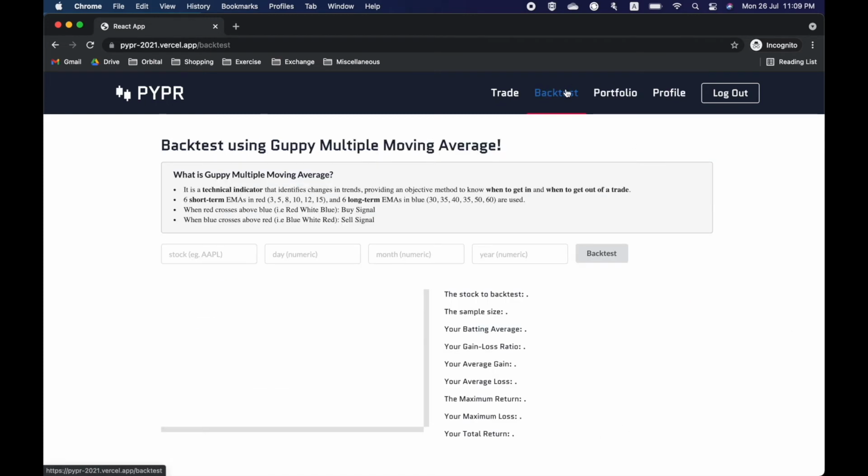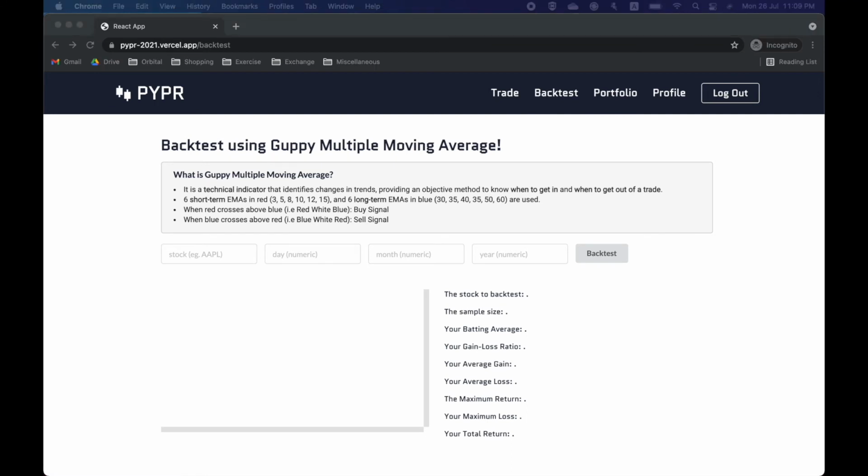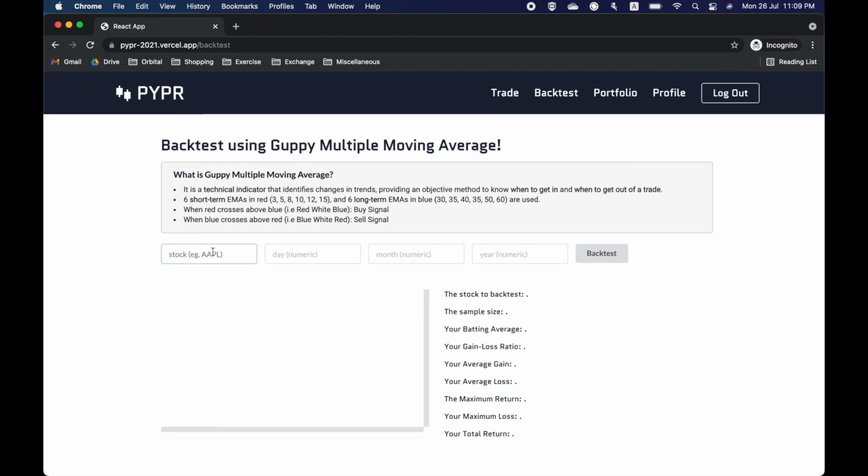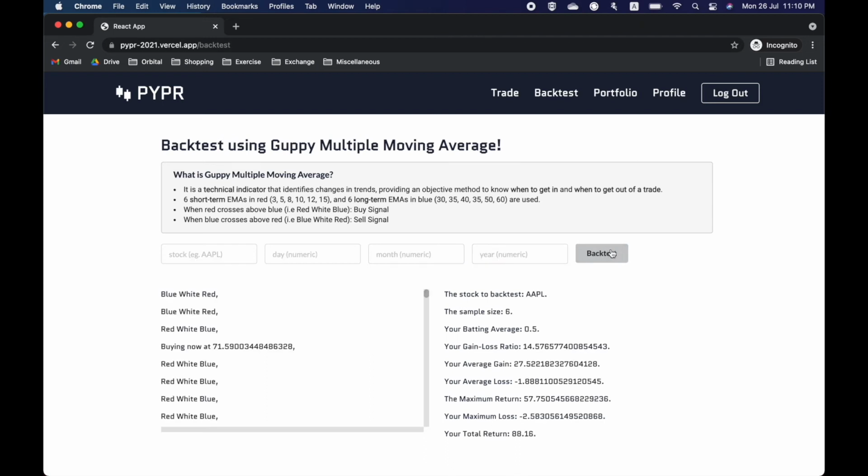Now we will showcase our backtesting function. The trading strategy we decided to use is GMMA, Guppy Multiple Moving Average. This function allows the user to discover how this strategy will play out using historical data. Let's put in any stock, any day, and see how it works when the user clicks backtest.